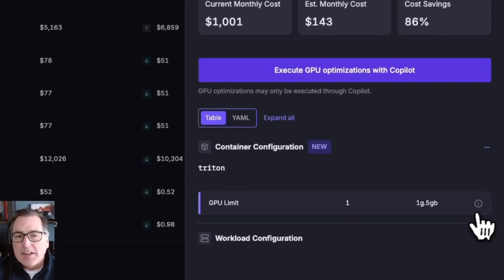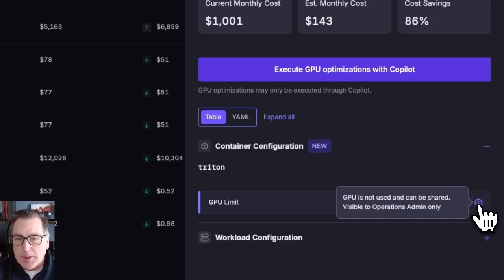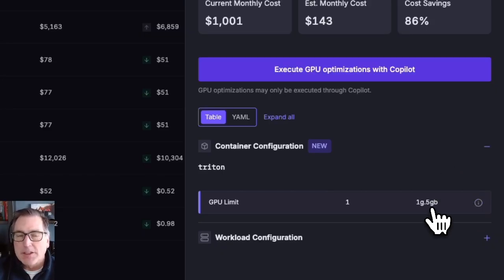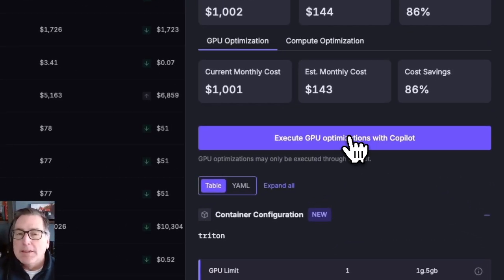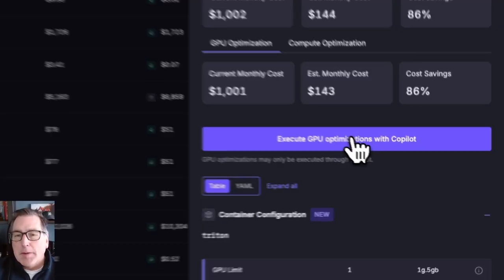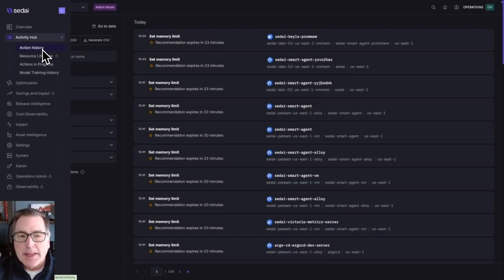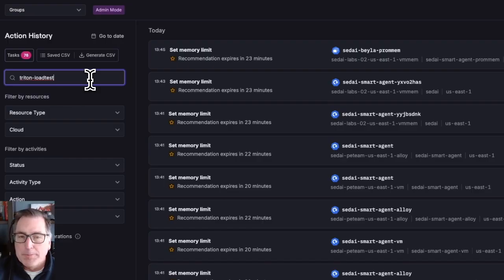So when Sedai detects a workload that doesn't need a full GPU, it recommends a MIG partition sized appropriately for that workload. Here you can see a recommendation to move from a full GPU to a specific MIG slice. If we click on execute, again, Copilot will take care of this for us. Let me pull up an example of a MIG-related action that's already been executed.